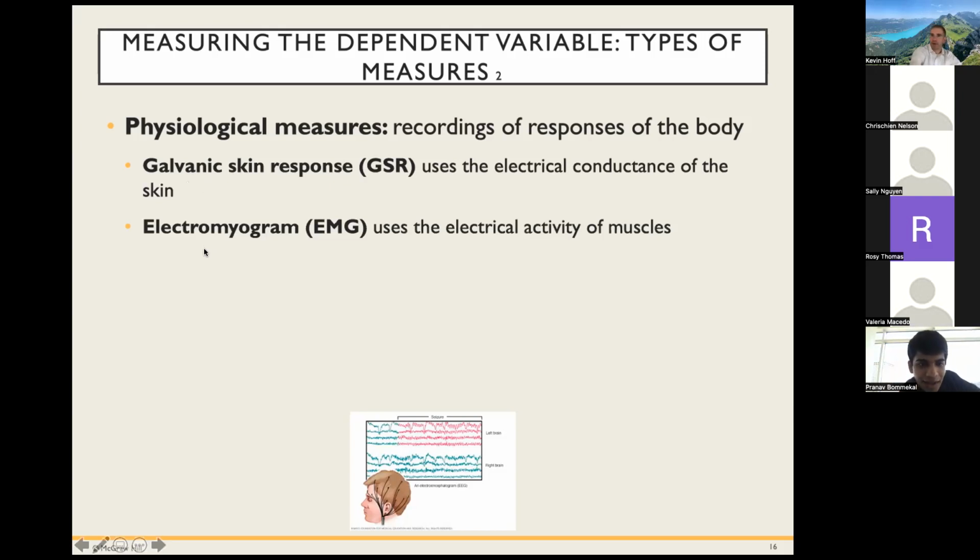There's electromyograms, which measure the electrical activity of muscles. Typically when we're stressed out or tense, our muscles are more tense. So that's another way of measuring physiologically how stressed someone is, which could be used to supplement a self-report measure of stress or anxiety.